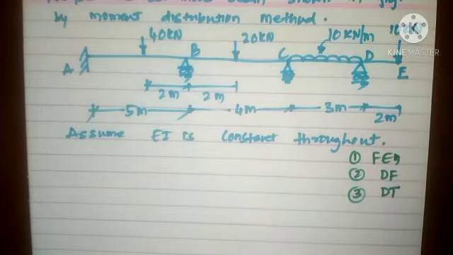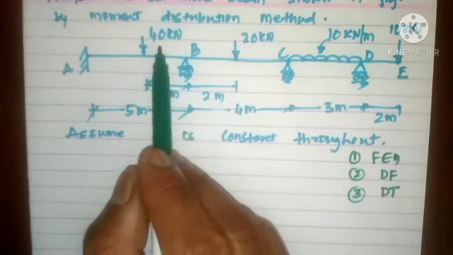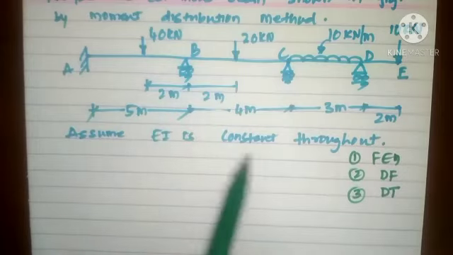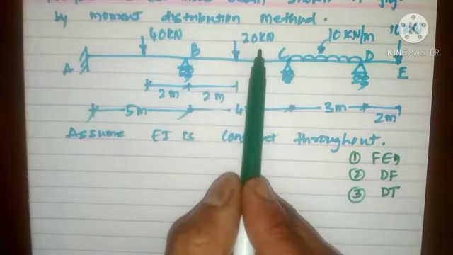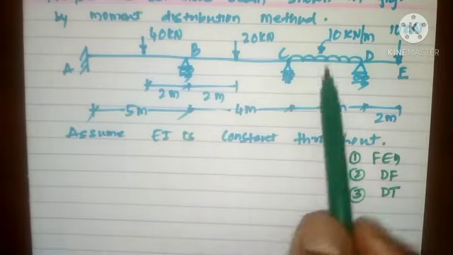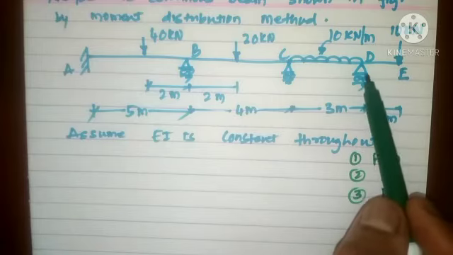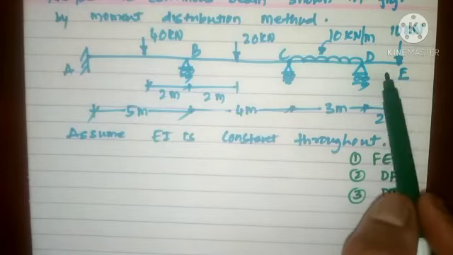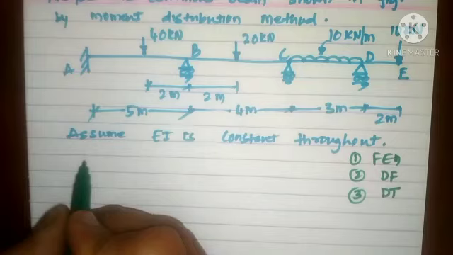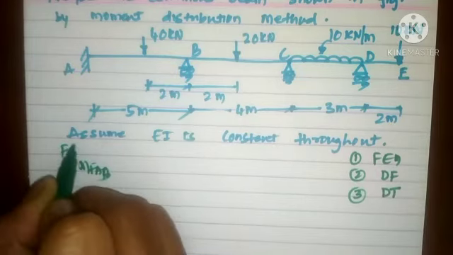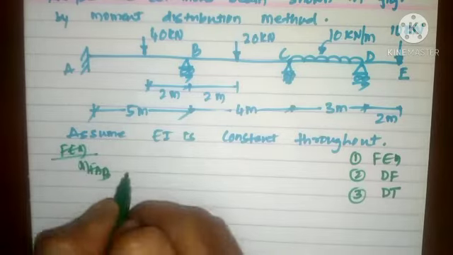So fixed end moment is nothing but the fixed set of formulas that we come across with respect to the type of loading. The loading here is a 40 kilonewton load placed at a distance of 2 meters for the total length of the 5 meter beam, a 20 kilonewton load for the total span of 4 meter, and 10 kilonewton per meter UDL placed over the span, and the overhanging beam which is DE. So the first step is to find the fixed end moment.